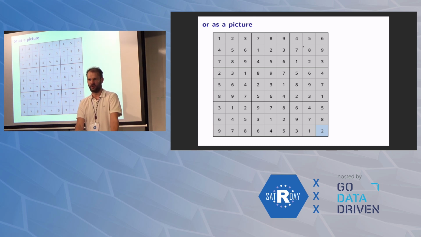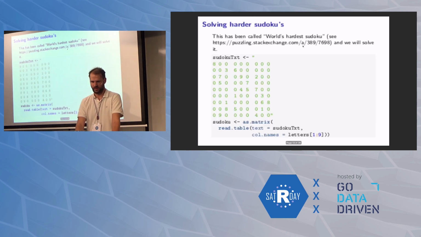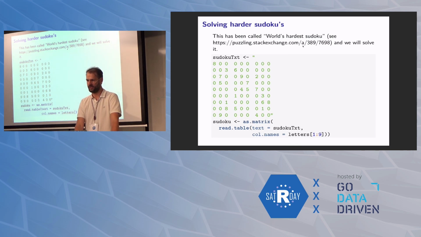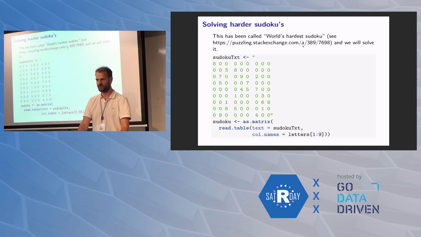But that's not interesting, of course. That's not why we have computer programs. So I went on Google and tried to find the most difficult Sudoku I could find. And this is the one. As you can see, it's almost entirely empty. Lots of zeros. So this makes it hard.